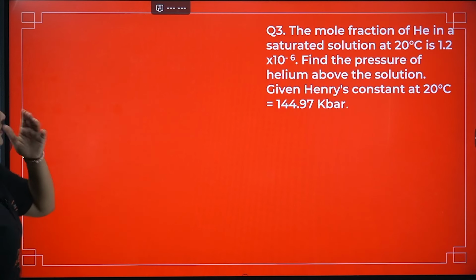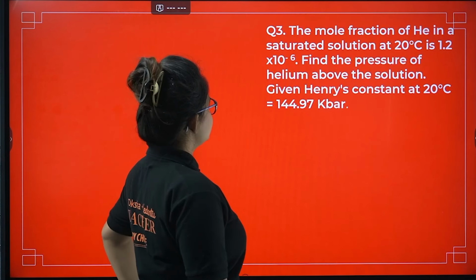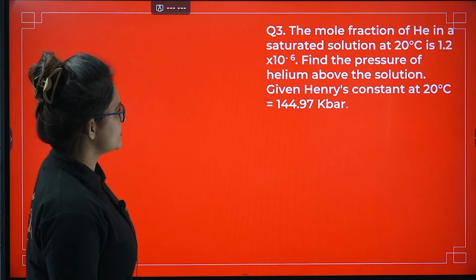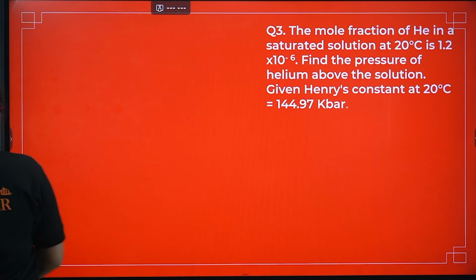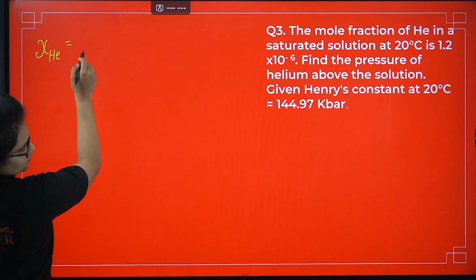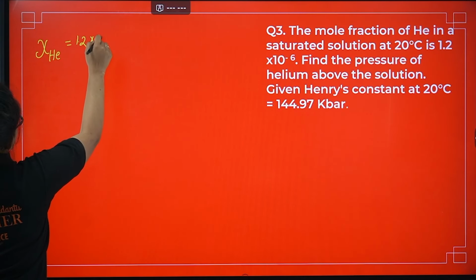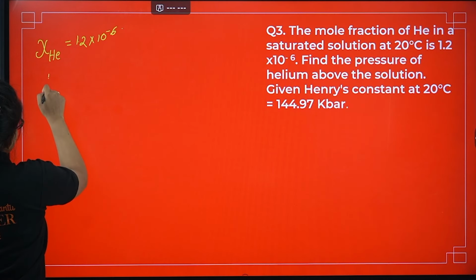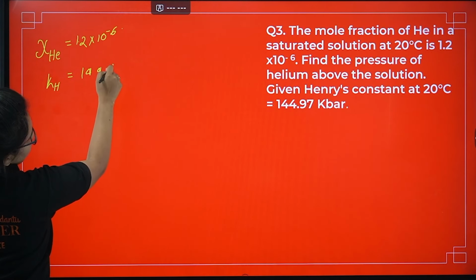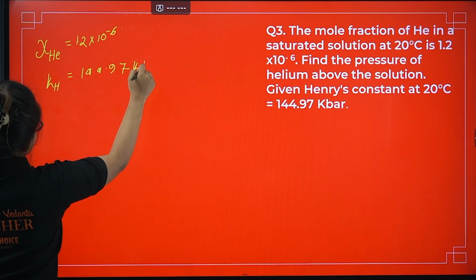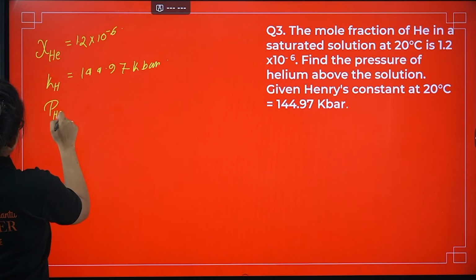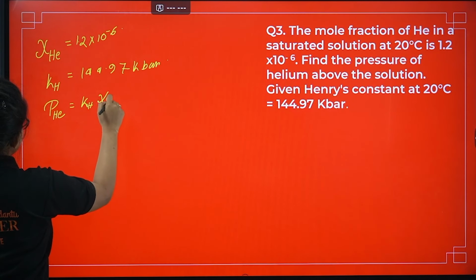Let's go ahead. The mole fraction of helium in a saturated solution is given. Find the pressure of helium above the solution. Henry's constant is also given at 20 degrees Celsius. The mole fraction of helium is 1.2 into 10 power minus 6. The KH value, that is the Henry's constant, is 144.97 kilobar. Now you can simply apply Henry's law: pressure of helium is KH into mole fraction of He.